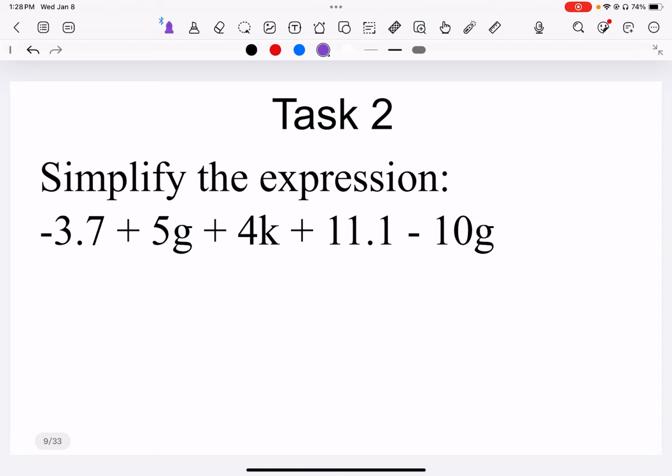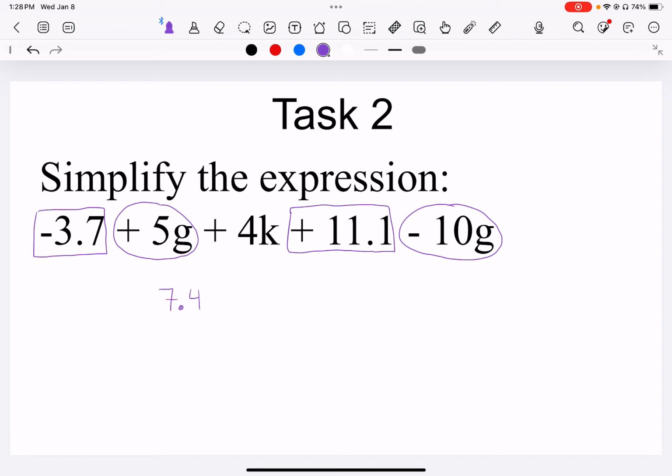Simplify the expression. Again, look for like terms. Negative 3.7 and positive 11.1. They are like terms, so when I combine those, I have a positive 7.4. Positive 5g and negative 10g are like terms, and they combine to give us negative 5g. Plus 4k does not have any like terms, which is okay, so all we're going to do is just bring it down.